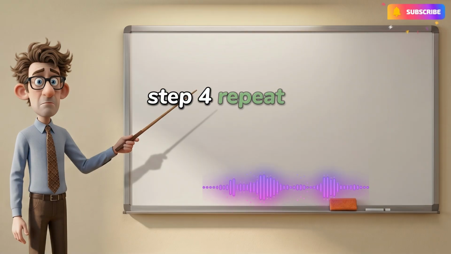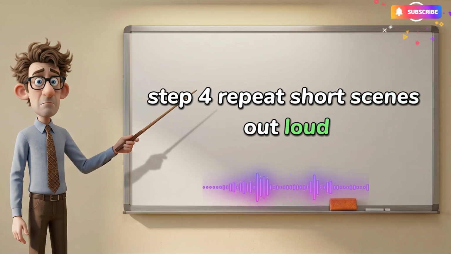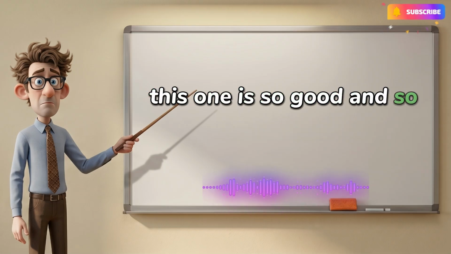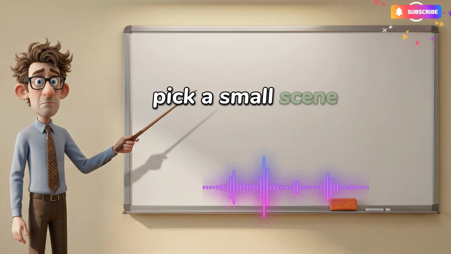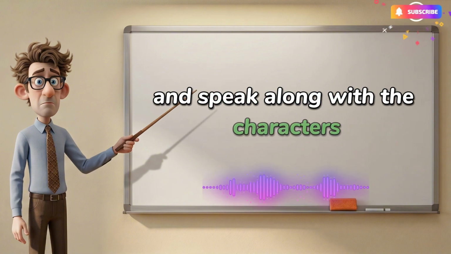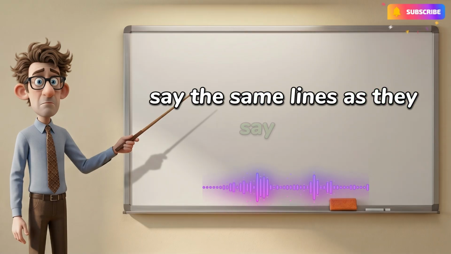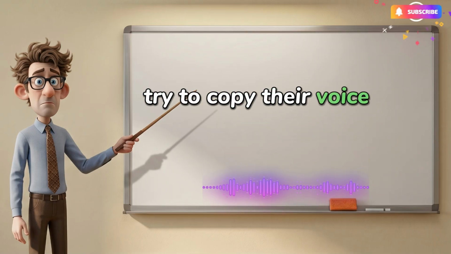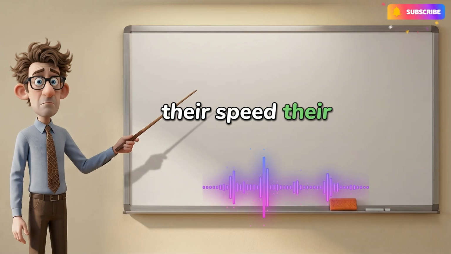Step 4. Repeat short scenes out loud. This one is so good and so underused. Pick a small scene, just 30 seconds or 1 minute, and speak along with the characters. Say the same lines as they say them. Try to copy their voice, their tone, their speed, their rhythm.